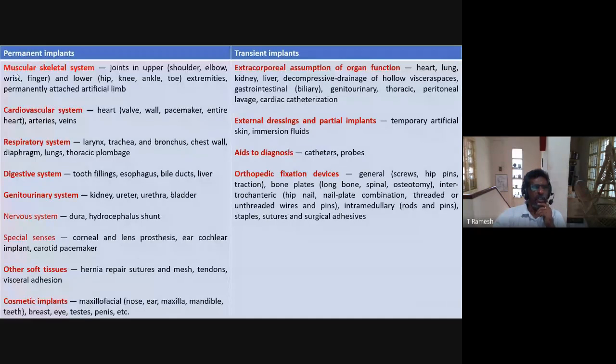These are the various implants developed by many researchers around the globe, starting from the musculoskeletal system, cardiovascular system, respiratory system, digestive system, genitourinary system, nervous system, special sensors, other soft tissues, cosmetic implants, etc. And these are transient implants, like external dressings and partial implants, such as temporary artificial skin or immersion fluids.